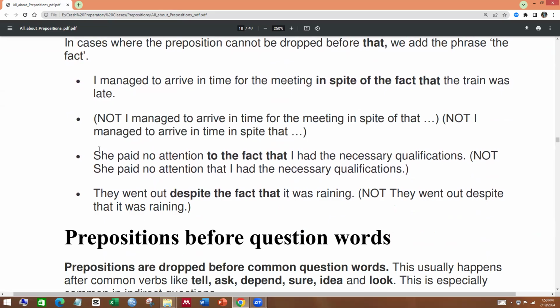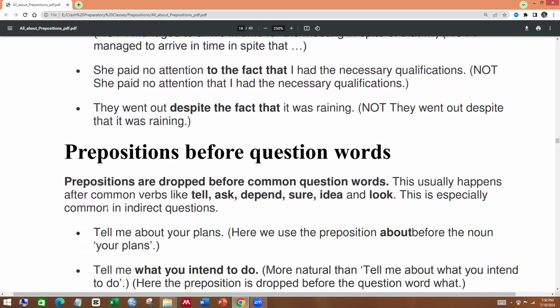Okay. She paid no attention to the fact that I had necessary qualifications. Not she paid no attention that I had necessary qualifications. They went out despite the fact that it was raining. Not they went out despite that it was raining. Okay.